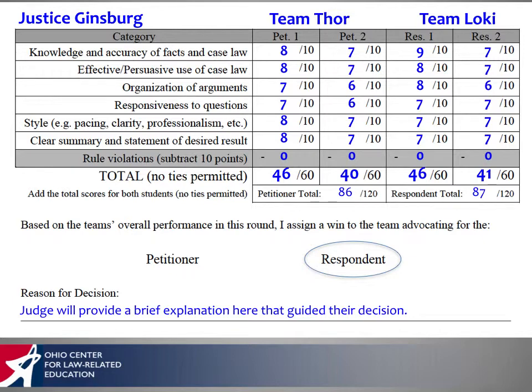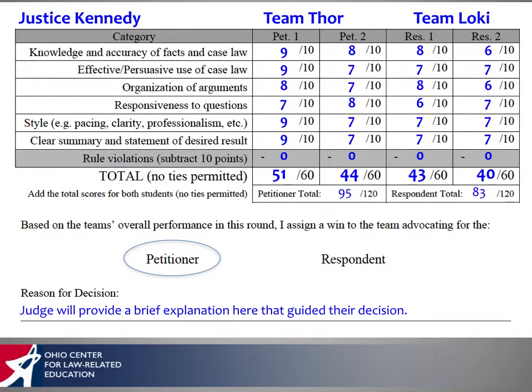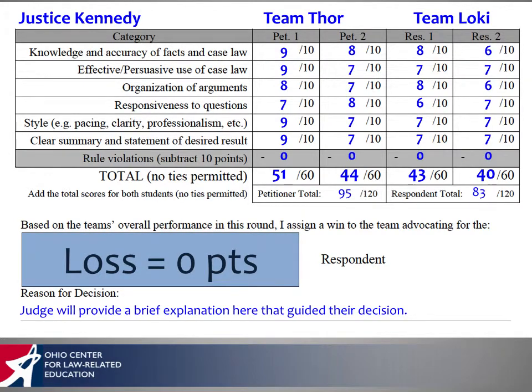Justice Ginsburg was the second judge in this round. Like Justice Kagan, she awarded more total points to Team Loki, so she will circle respondent on her ballot. Justice Kennedy is the third judge in this round. He has awarded more points to the petitioner team, Team Thor, making them his winner. Here, Team Thor picks up 10 points, but Team Loki receives 0 points for this ballot.